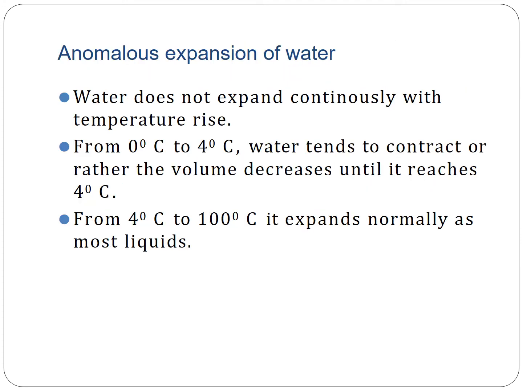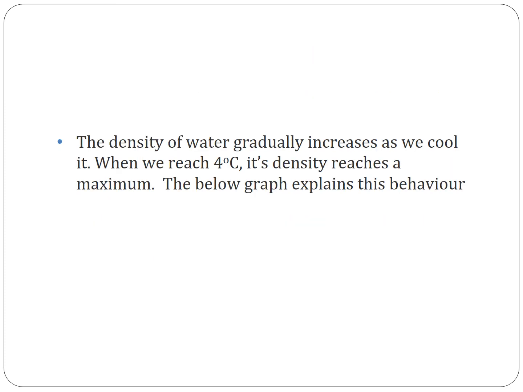Anomalous expansion of water. Water does not expand continuously with temperature rise. From 0 degrees Celsius to 4 degrees Celsius, water tends to contract, or rather the volume decreases until it reaches 4 degrees Celsius. From 4 degrees Celsius to 100 degrees Celsius, it expands normally as most liquids do. The density of water gradually increases as we cool it. When we reach 4 degrees centigrade, its density reaches a maximum. The graph below explains this behavior.